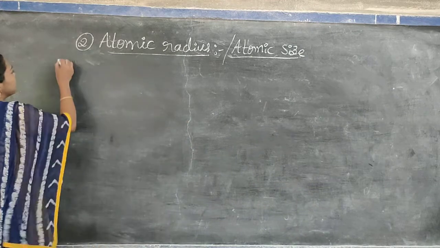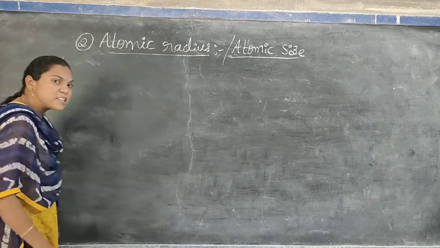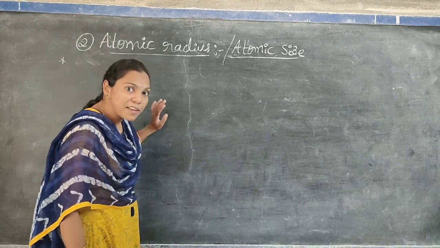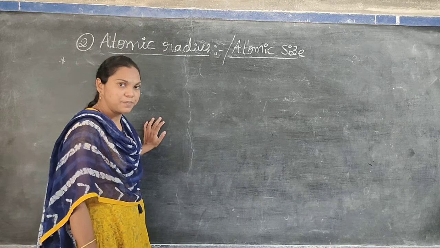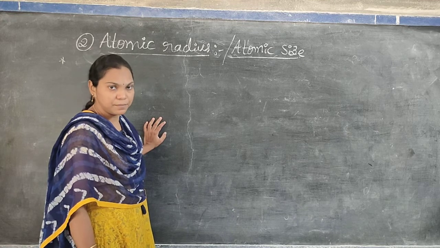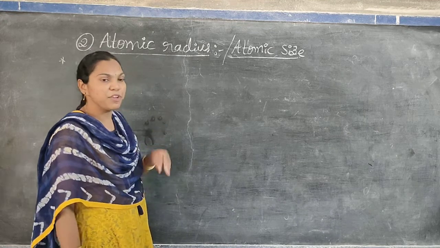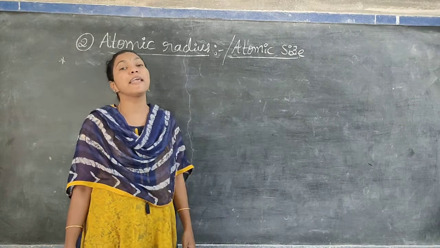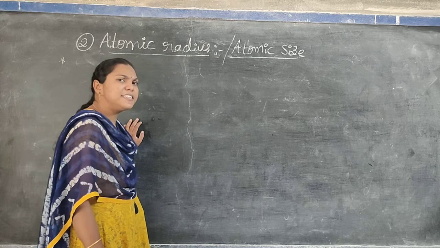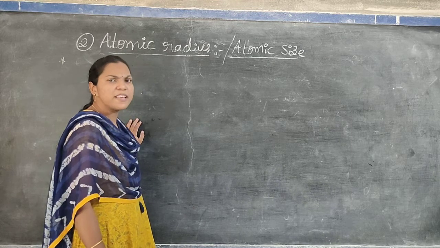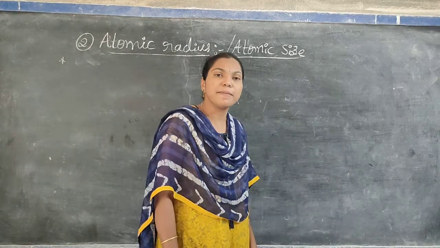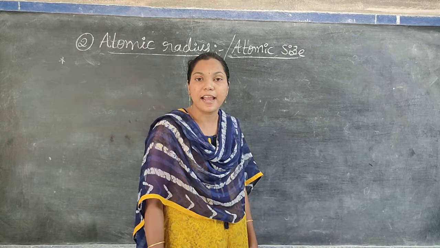What is meant by atomic radius? It is the distance from the center of the nucleus to the outermost electron. The distance between the nucleus and the outermost electron, or valency electron, is simply known as atomic radius or atomic size.